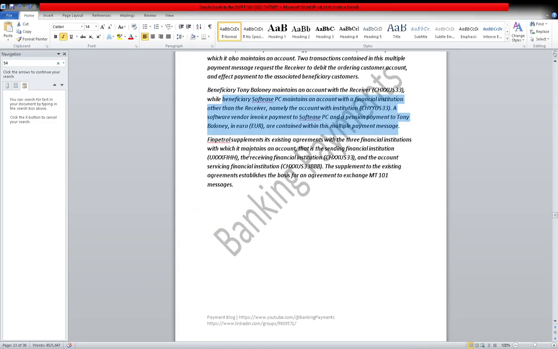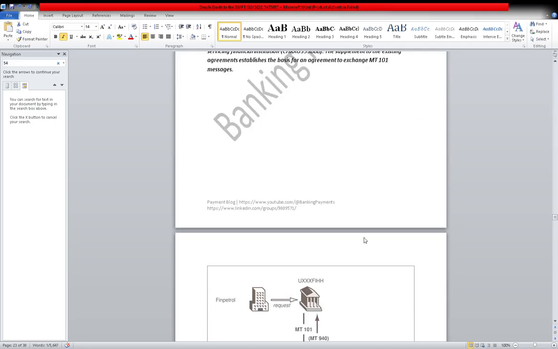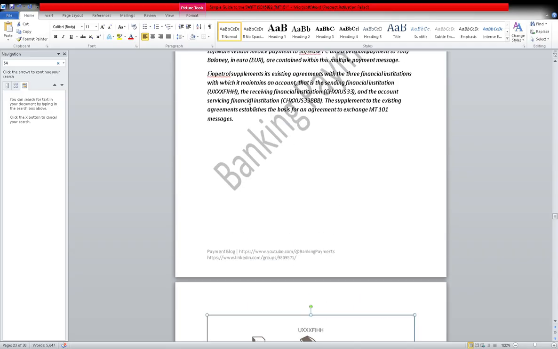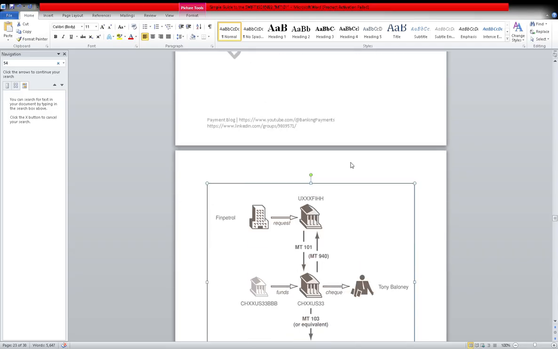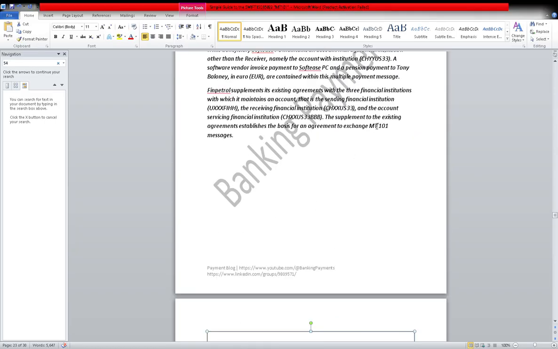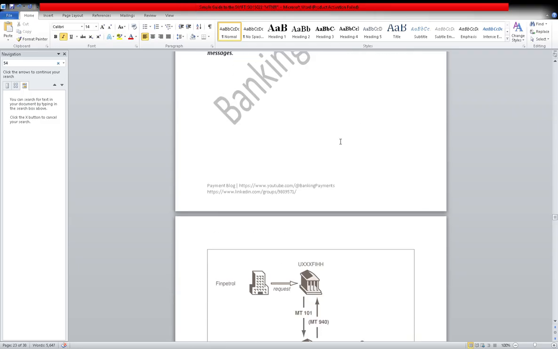Next, Fine Petrol, which is the first company in the chain, supplements its existing agreement with the three financial institutions with which it maintains accounts. That is the sending financial institution and the receiving financial institution. Sending means the Fine Petrol maintains, that is his own bank. Then receiving financial institution means your CH. This is the receiving financial institution. Second relation, the supplement to the existing agreement. Okay, this third we already removed.